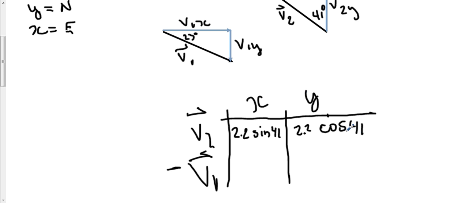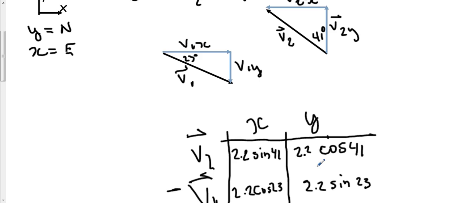Cos 41. Now let's look at v1. v1x, once again, 2.2 is the velocity, and v1x is adjacent, so it's cos. What's my angle? 23. And here I've got 2.2 sine of 23.